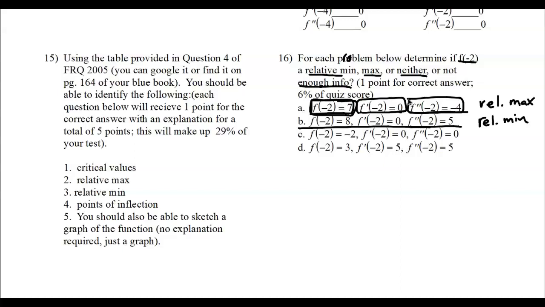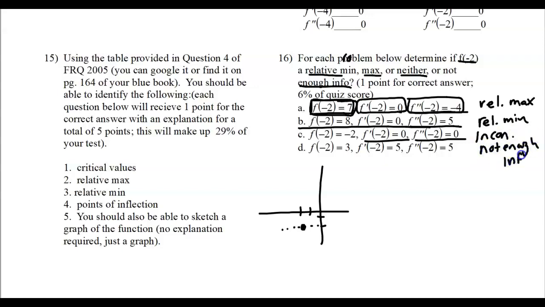Now, for this next one, we have a point at -2, -2. I have a slope of 0. But my second derivative is 0, which is inconclusive. Anytime your second derivative is 0, then it's inconclusive. And what that means is not enough info. It may be a relative min, it may be a relative max, it may be neither. We just don't know. That's not enough information.